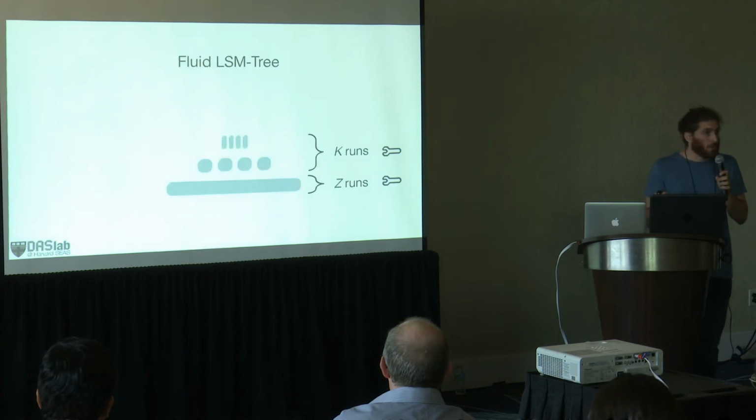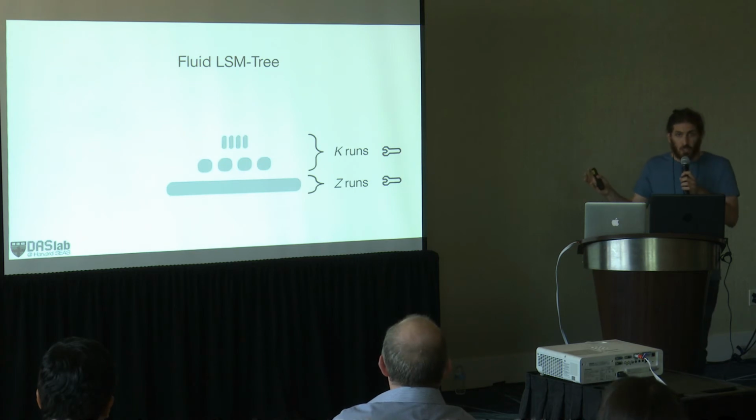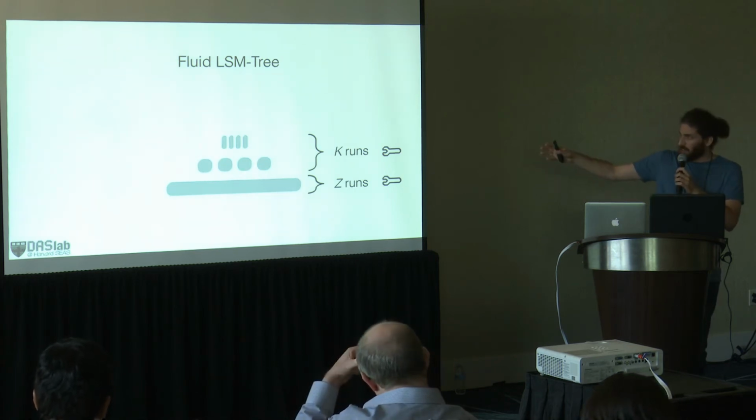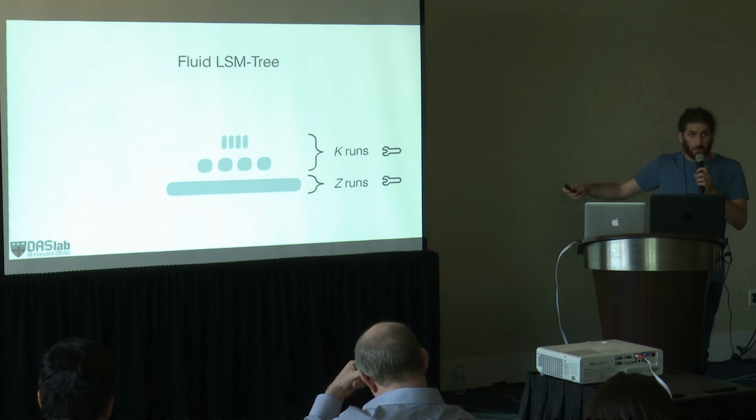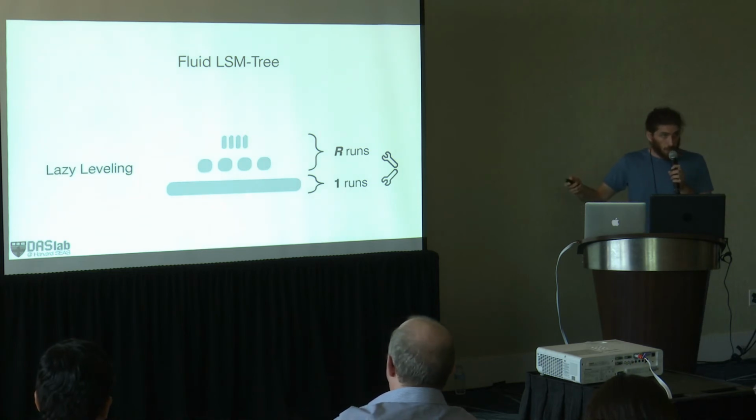So how does that work? Basically, in fluid LSM-Tree, we control the bound on the number of runs at each one of the smaller levels, independently from the bound on the number of runs at the largest level. So we can begin with lazy leveling by default.